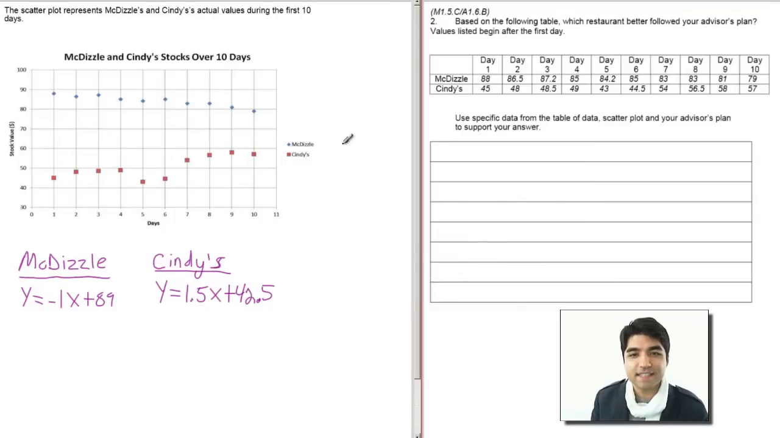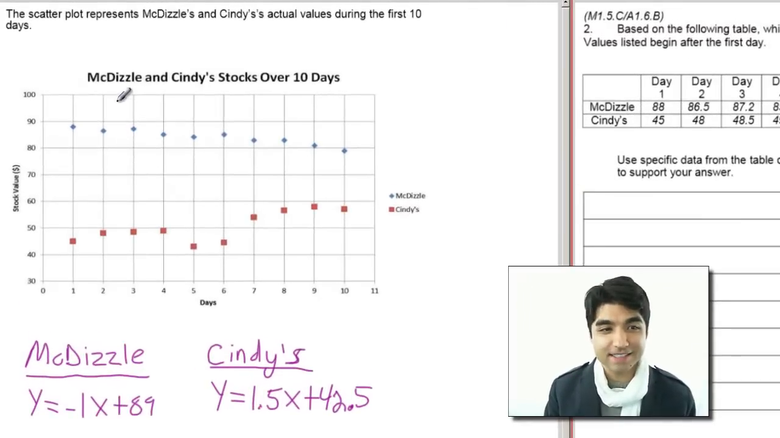Hey, so this is the second video on this practice task. The second page is just a table of data, which we're going to use for this third page over here to answer a question. Now, back on the second page, it has a graph of what actually happened to mcdizzle and Cindy's stock over a certain period of time.